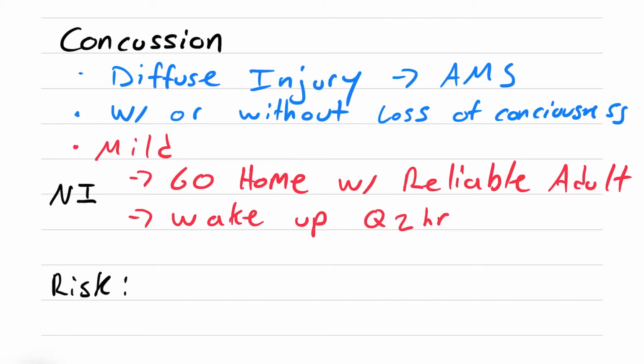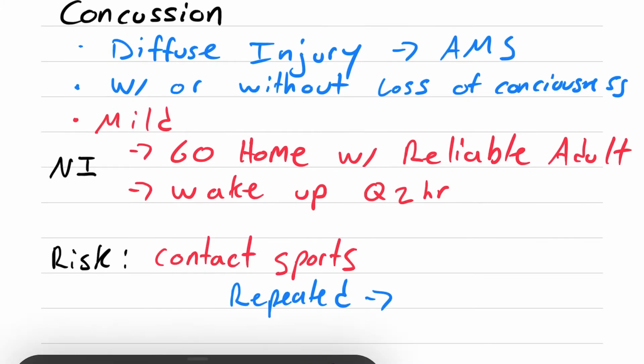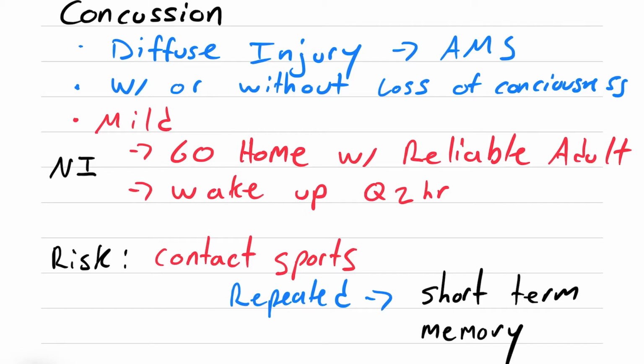The person at risk for concussion is anyone that does contact sports, like football. If this is a repeated injury, then there can be short-term memory loss.